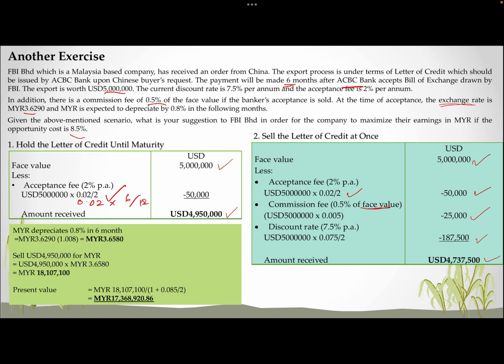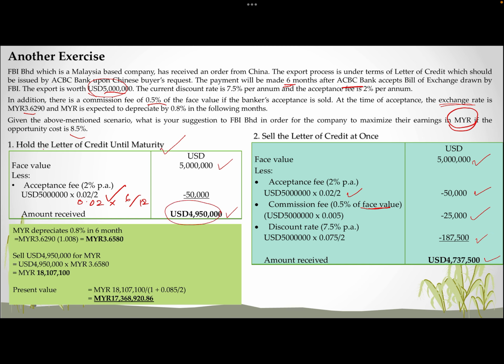So for this question, the question is to maximize their earning in Malaysian ringgit, but the value is USD. You have to convert USD to Malaysian ringgit. Okay, so if we hold the letter of credit until maturity, this is the value after 6 months.